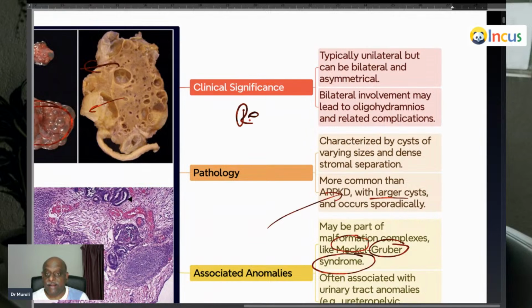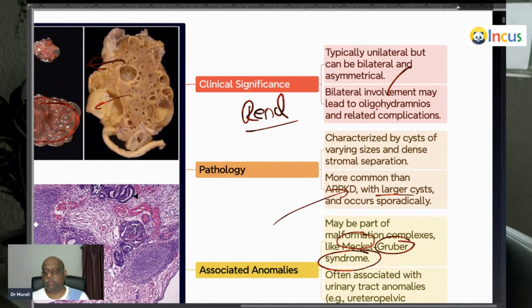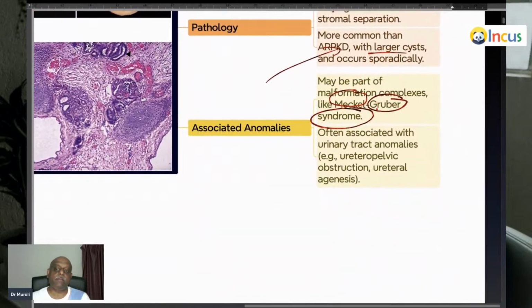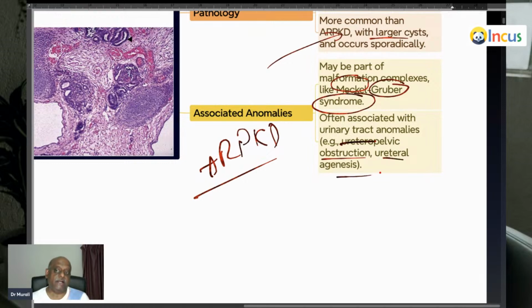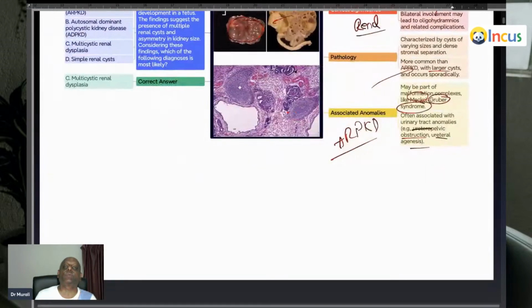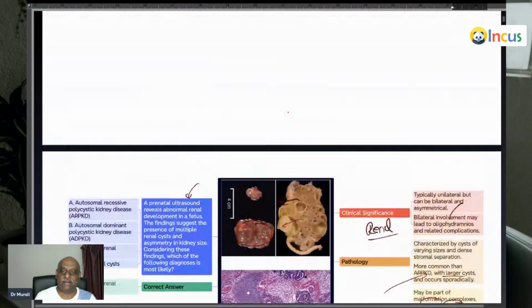The moment the kidney in the fetus is not producing urine, there is a development of oligohydramnios and all the related complications. It can be unilateral or can be bilateral, it can be asymmetrical, is what you need to remember. Always ARPKD is associated with ureteropelvic obstruction and ureteral agenesis is what you need to remember.